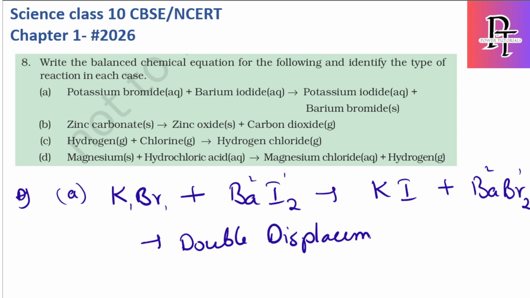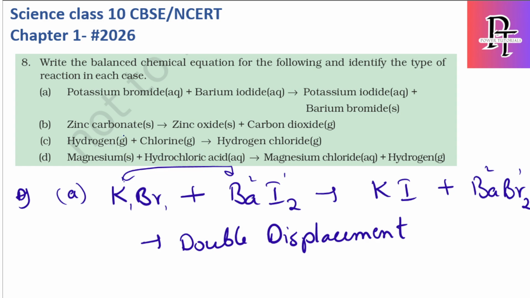So why is it double displacement? Because two metals are getting their positions interchanged. Barium to potassium and potassium to barium. So if any reaction has a double exchange of metals or any elements, we call it a double displacement reaction.